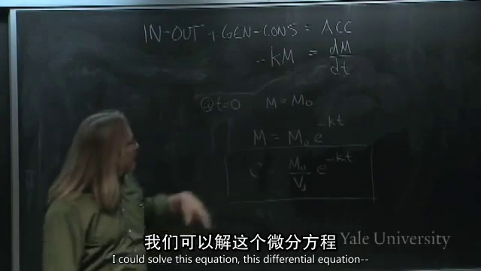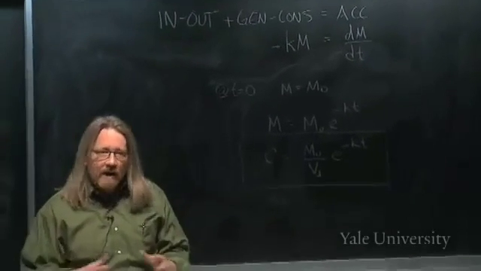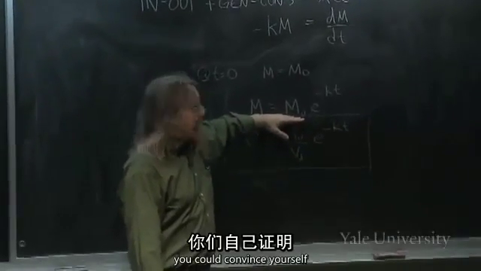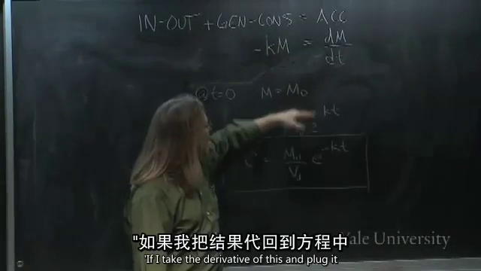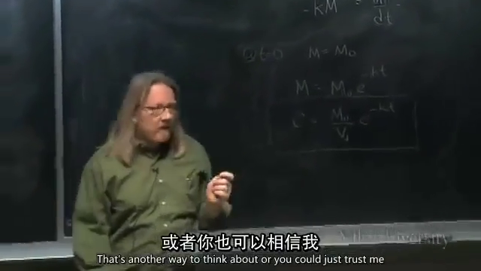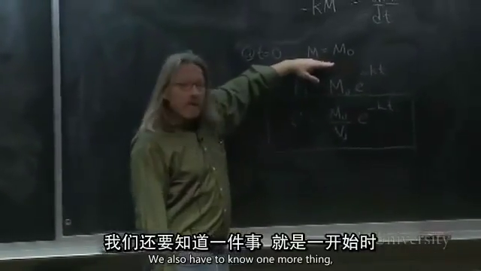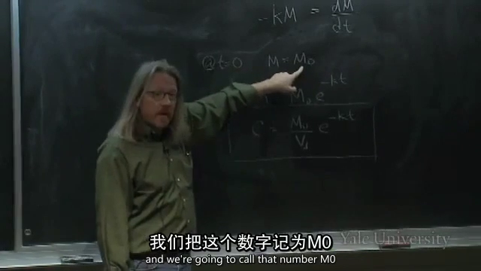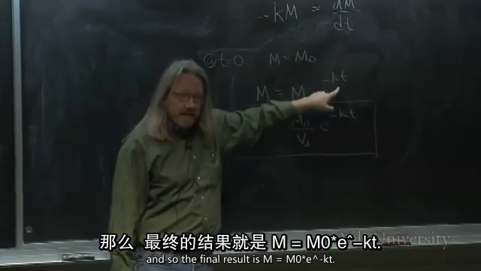And I could solve this equation, this differential equation. I've told you, if you don't know about solving differential equations, don't worry. Another way to think about it is, here's the solution. You could convince yourself that this solution does match this equation. If I take the derivative of this and plug it back in here, do I get the right answer? It's another way to think about it. Or you could just trust me that it is the right solution to the equation. And we also have to know one more thing: how many molecules of drug we introduced at the beginning. And we're going to call that number m0. And so the final result is m is equal to m0 e to the minus kt.